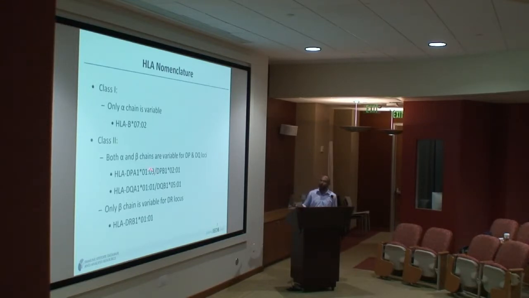On the other hand, in case of class 2, except for DR, for DP and DQ we mention both A and B chains. That's why the nomenclature is like HLA-DPA and DPB, or DQA and DQB. We are mentioning both alpha and beta chains. But in case of DR, that's an exception where only the beta chain is variable, and we mention only the beta chain here, like HLA-DRB1.